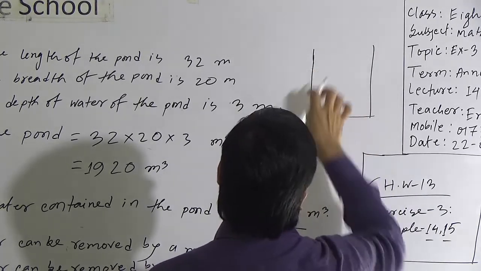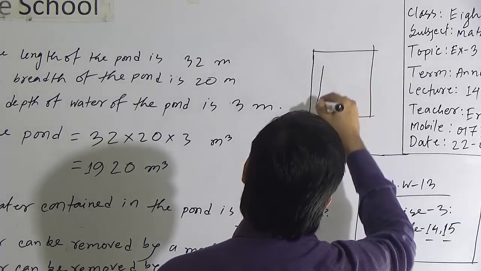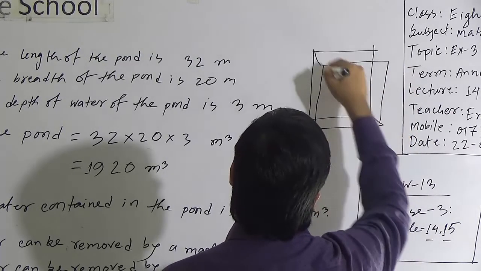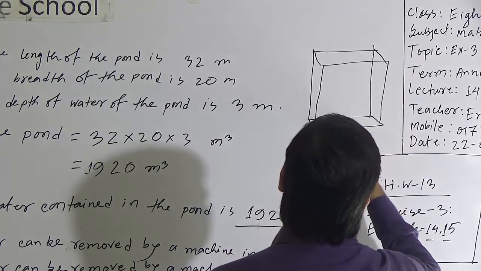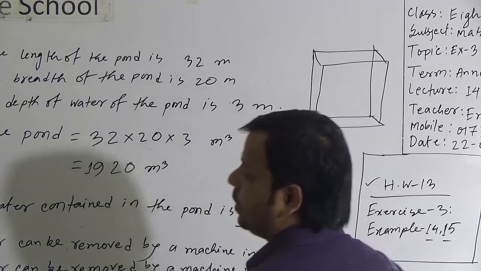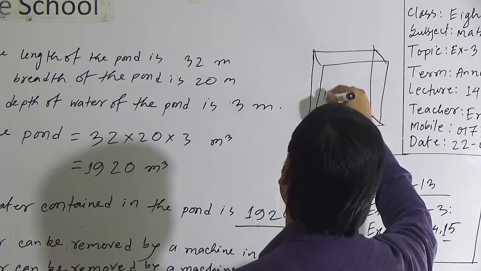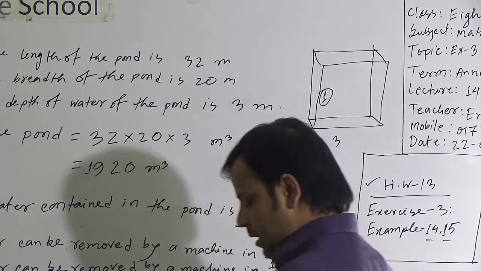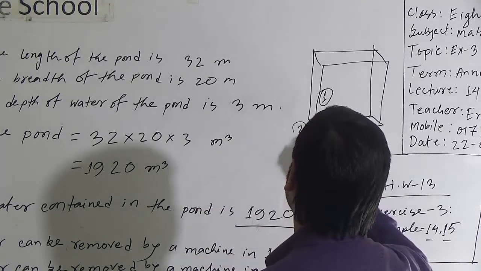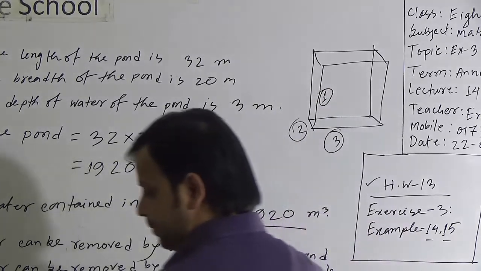Breadth, its length is 3 meter. If you need to understand, this is a 3D figure. Suppose this is an empty reservoir. Its length is 3 meter, breadth is 2 meter, and depth of this one is 1 meter. If you fill up this by water, the volume of the reservoir will be product of 3, 2 and 1.